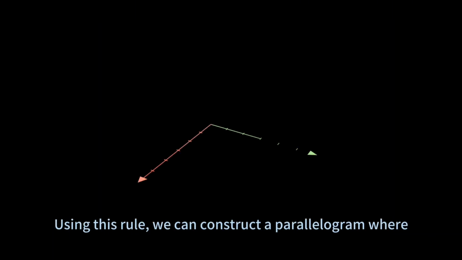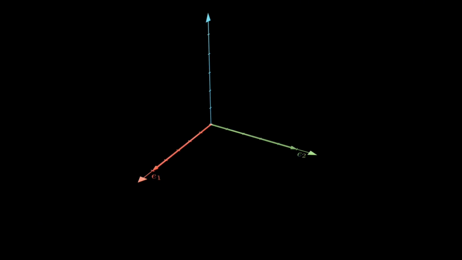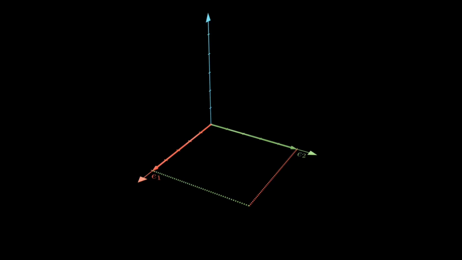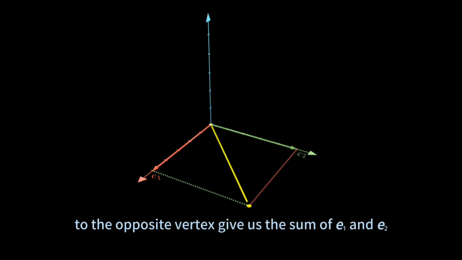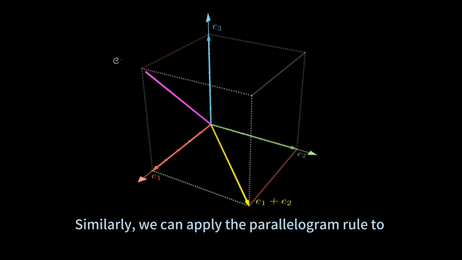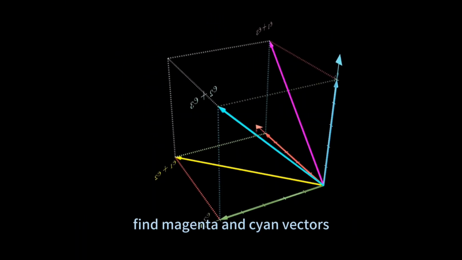With this rule, we can construct a parallelogram where the red vector E1 and the green vector E2 form two adjacent sides. Then, align their starting points. Complete the parallelogram by drawing the other two sides. The diagonal from the shared starting point to the opposite vertex gives us the sum of E1 and E2, which is the yellow vector. Similarly, we can apply the parallelogram rule to find the magenta and the cyan vectors.